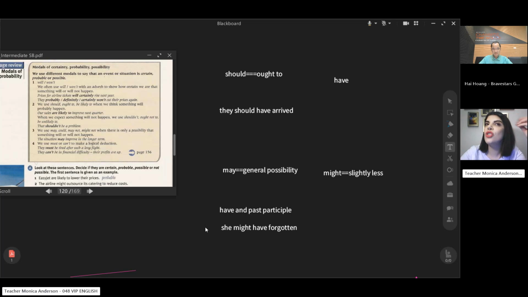And when it comes to negative, 10% to 40%, less likely to happen. So this is the percentage that I can give for these modals. Okay, clear.